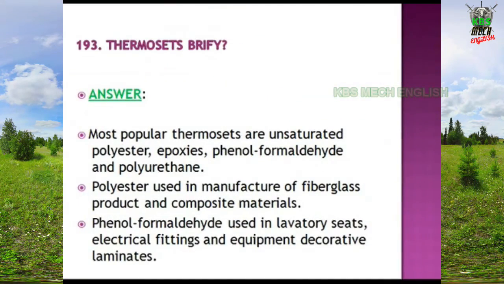Thermosets briefly. Answer. Most popular thermosets are unsaturated polyester, epoxies, phenol formaldehyde, and polyurethane. Polyester is used in manufacture of fiberglass products and composite materials. Phenol formaldehyde is used in laboratory sheets, electrical fittings, and equipment, and decorative laminations.